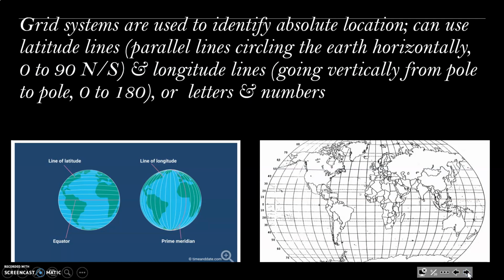Geographers also use grid systems. So grid systems are used to identify absolute location. So absolute location is a unique location on a map, similar to your home address is a unique location for your home.